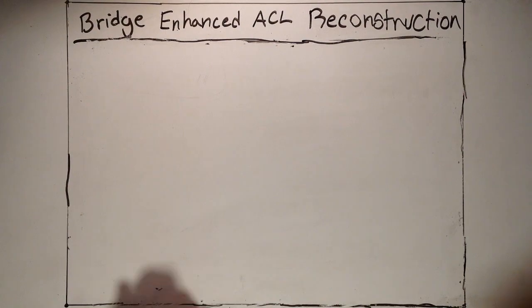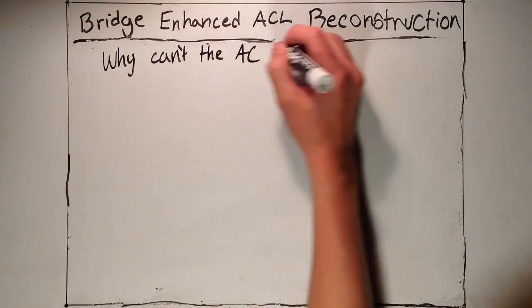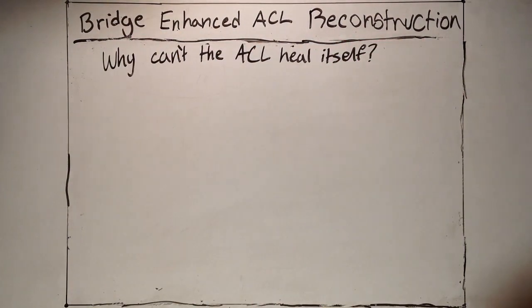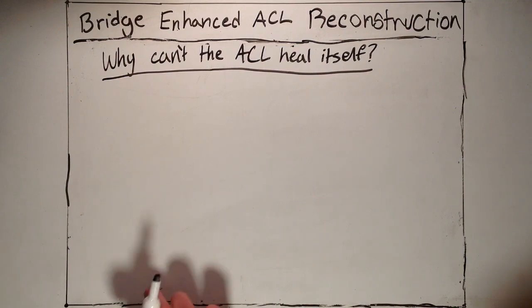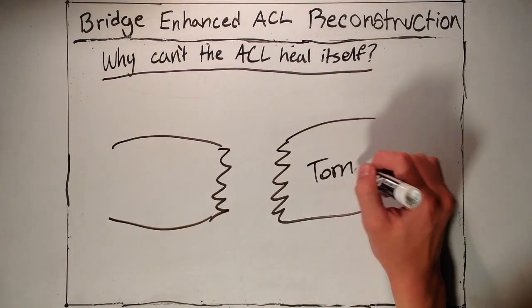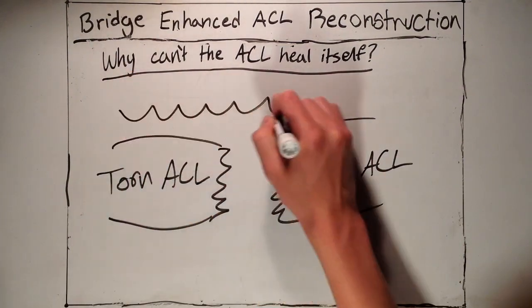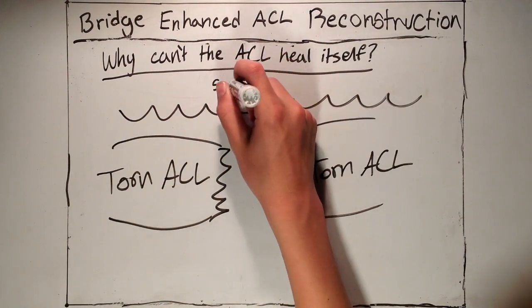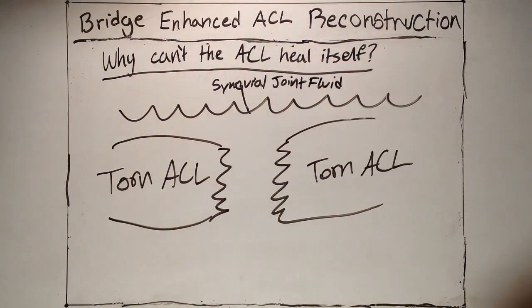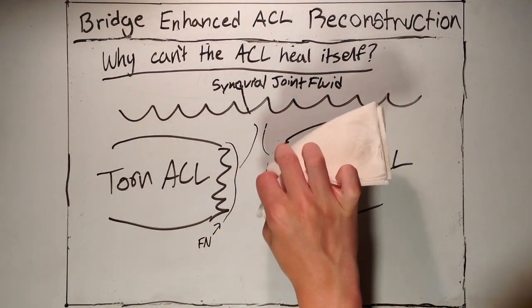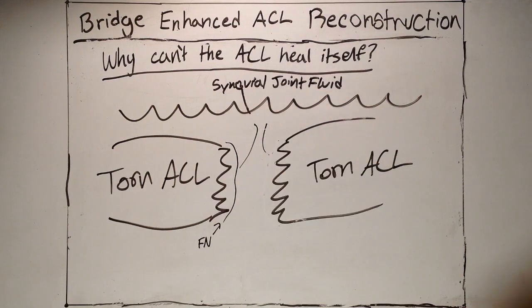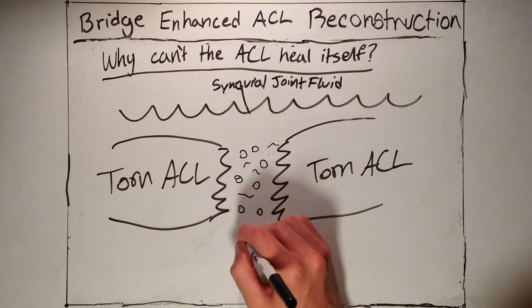The big question in this project is, why can't the ACL heal itself? When the ACL tears, fibronectin is once again brought to the affected site, or tearage, but inside of the knee joint is synovial fluid. Synovial fluid is made up of hyaluronic acid, C28H44N2O23, lubricant, which is a glycoprotein, and 2 different enzymes, proteinase and collagenase.